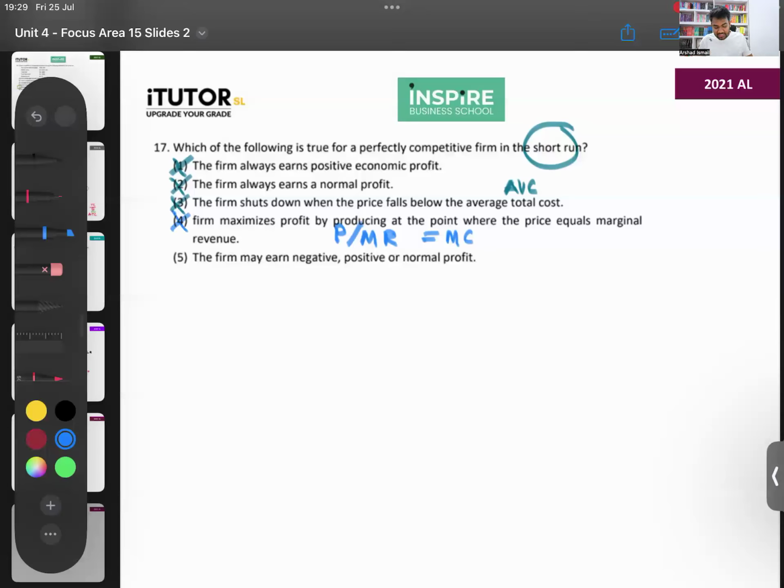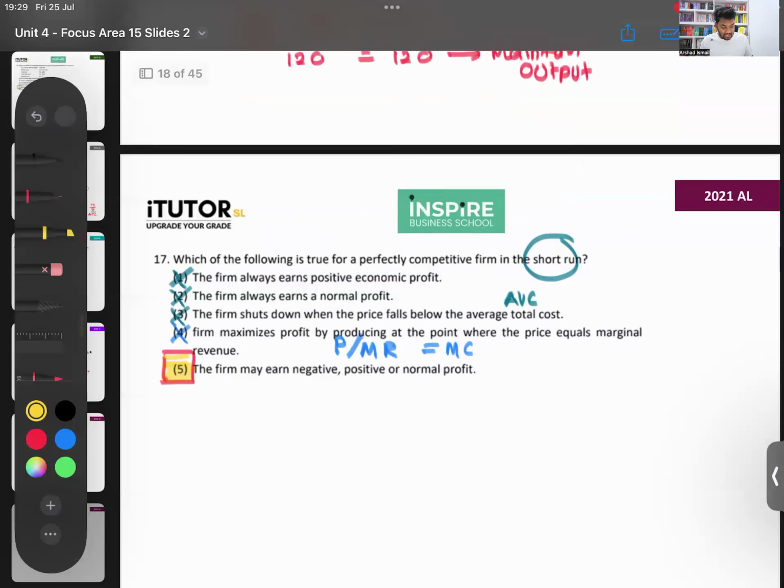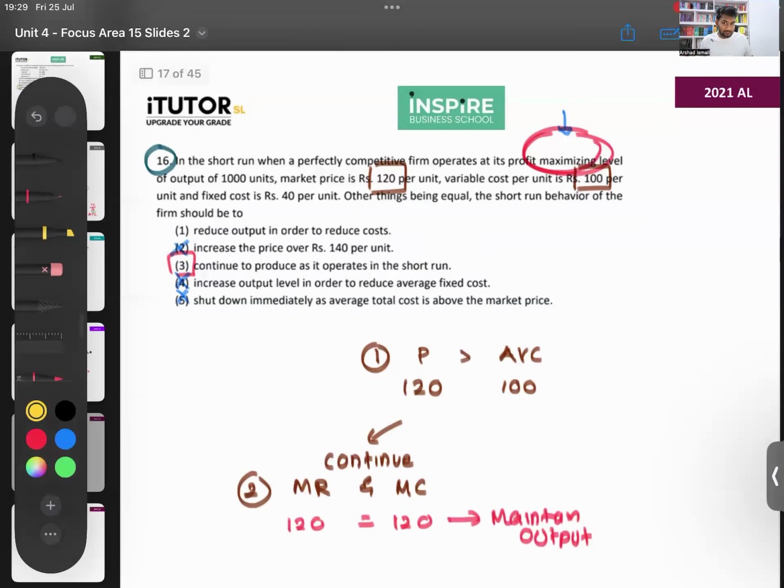The last one is saying the firm may earn negative, positive, or normal profit. Correct. Remember, in your tute also we studied this. A firm in perfect competition that is producing at MR equals MC can earn supernormal profits, normal profits, or losses. That's exactly what they're saying. So this is directly in your tute. The situations also we have learned. 2017, answer number 5. The previous one was number 3.